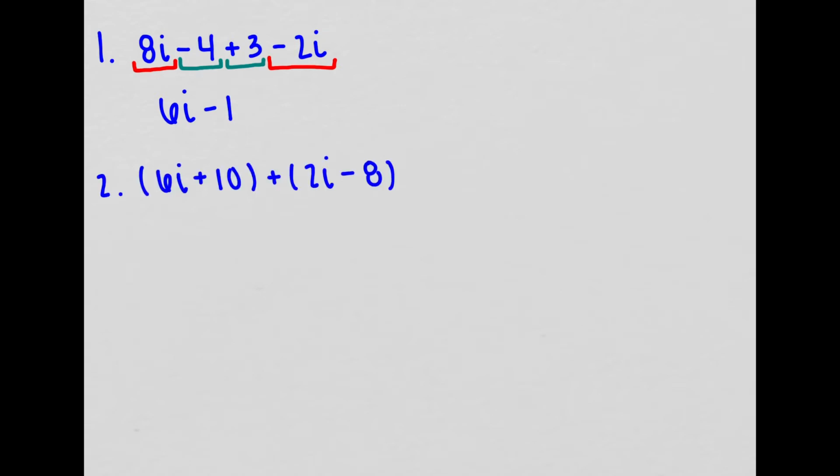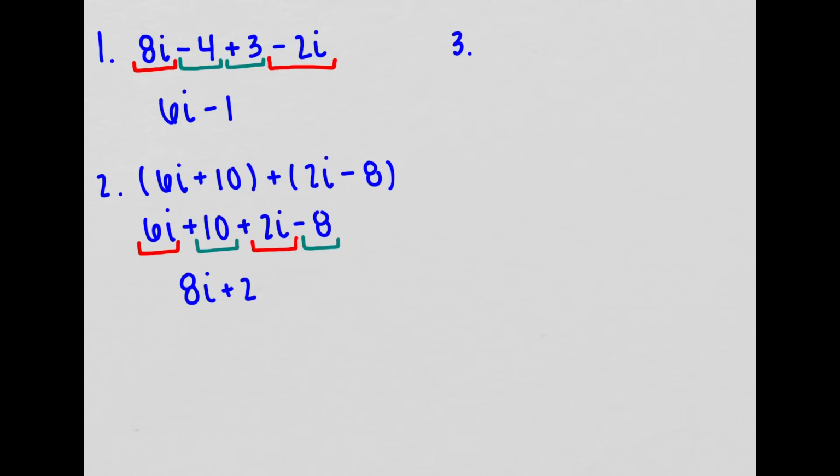Number 2, I have parentheses here. So in the first parentheses, 6i plus 10, plus the second parentheses, which is just 2i minus 8. Now that plus in the middle means that no sign changes happen in the second parentheses. So I'm going to have plus 2i minus 8. So just like the first problem, I'm going to combine my like terms. So 6i can be combined with 2i, and that will give me 8i. And then I can combine this 10 with this minus 8, and 10 minus 8 does give me a positive 2.